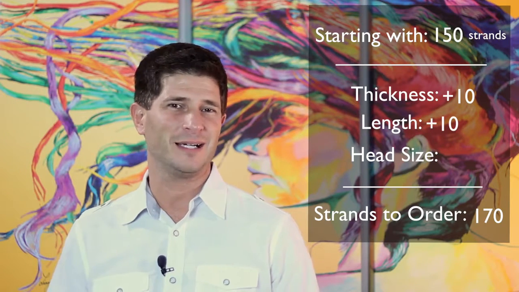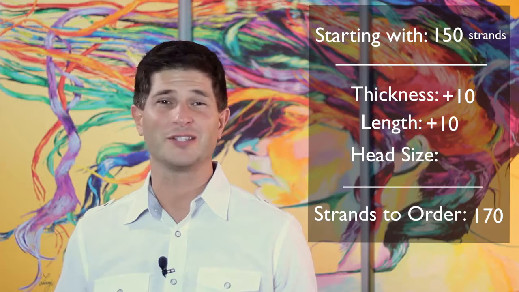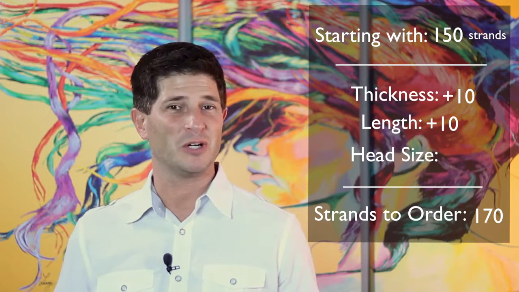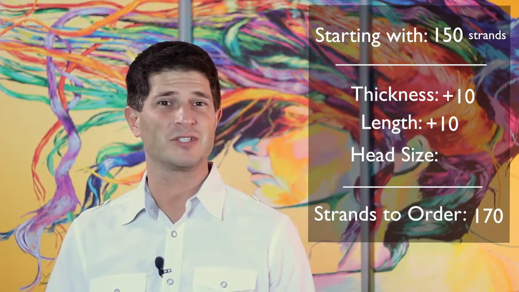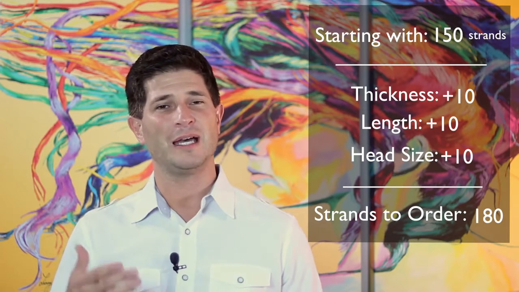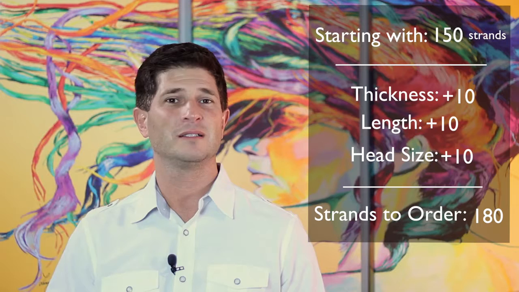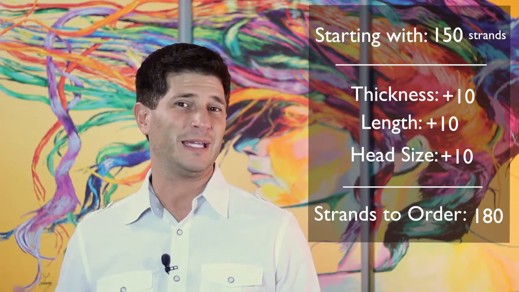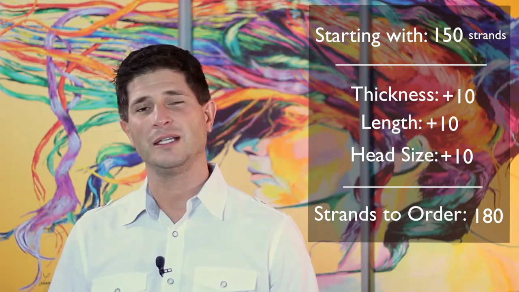And then we'll take head size. Obviously you don't tell your client she has a large head, but let's say you notice that she has a little larger head than average. Then mentally you'll add 10 more strands. So then you would be at 150 adding to 160, 170, and 180. That's when you would order 180.